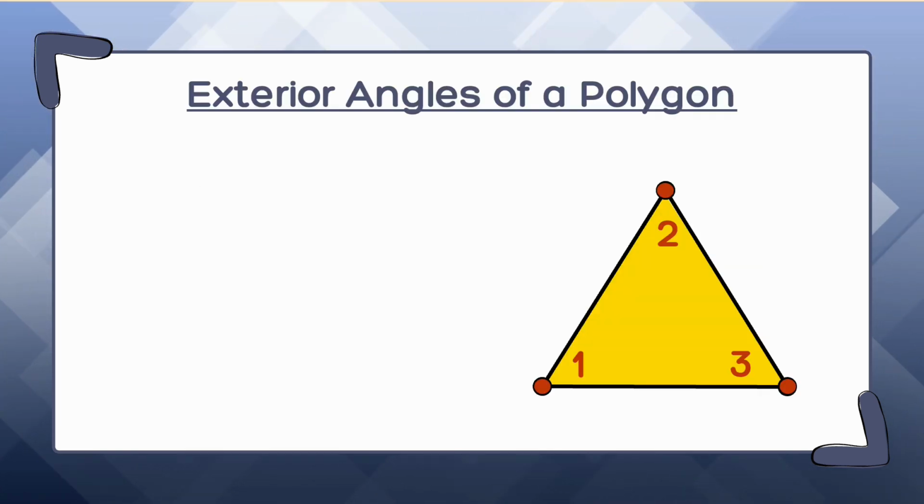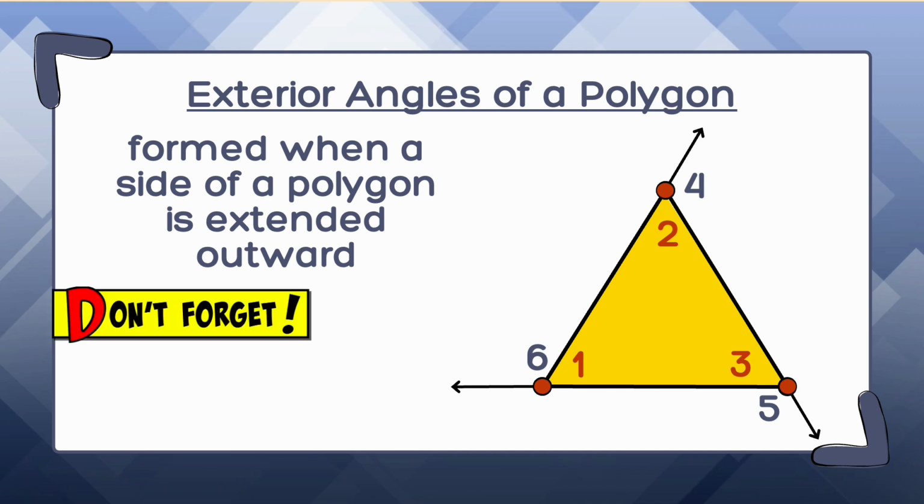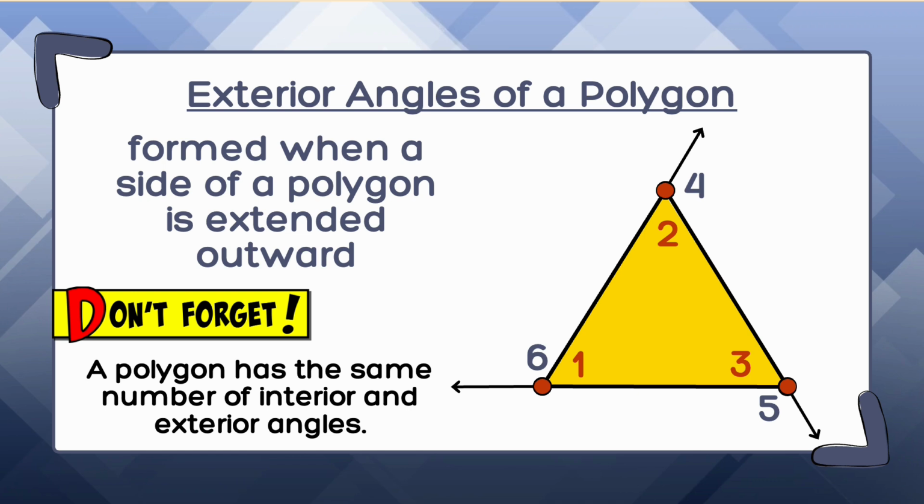This time, let's look outside the polygon. Let us talk about how exterior angles of a polygon are formed. An exterior angle is formed when one side of a polygon is extended outward. As you can see, we can create 3 exterior angles in the triangle, and we can name them as angles 4, 5, and 6 respectively. If you notice, a triangle has 3 interior angles and also 3 exterior angles, because for any polygon, the number of exterior angles is equal to the number of interior angles.